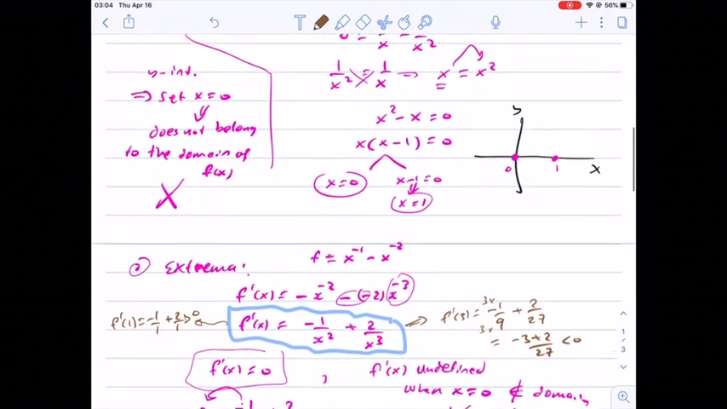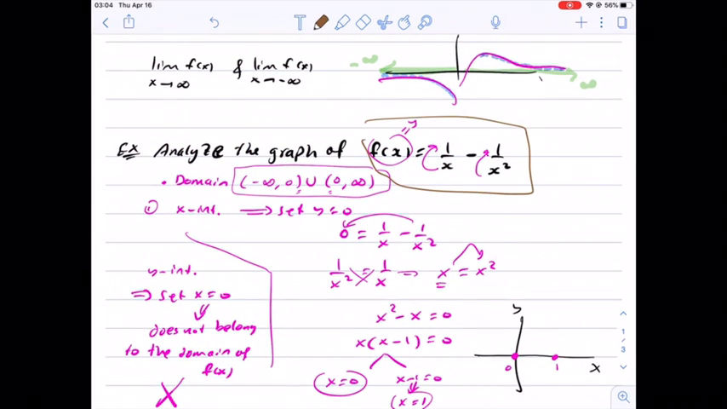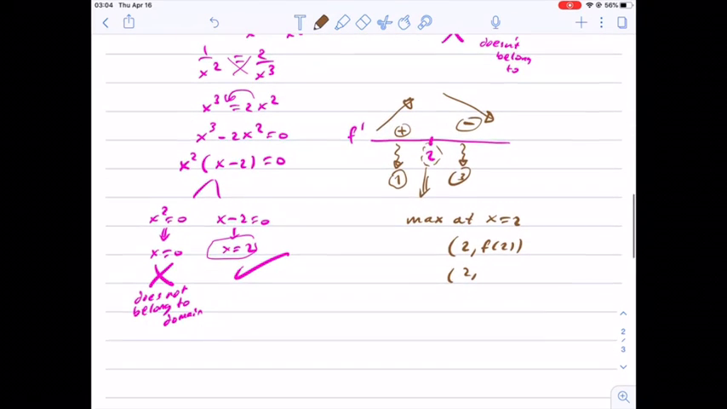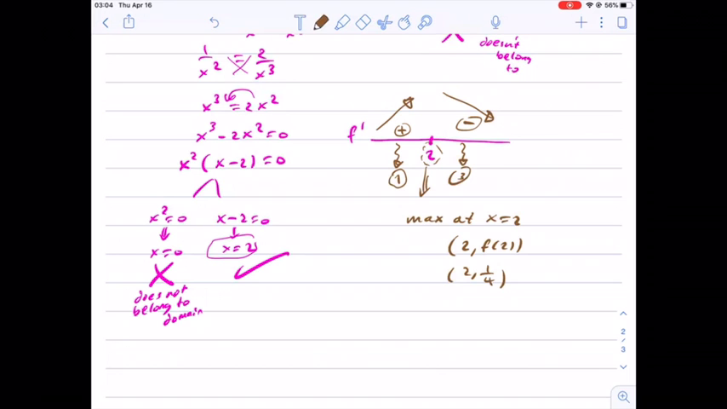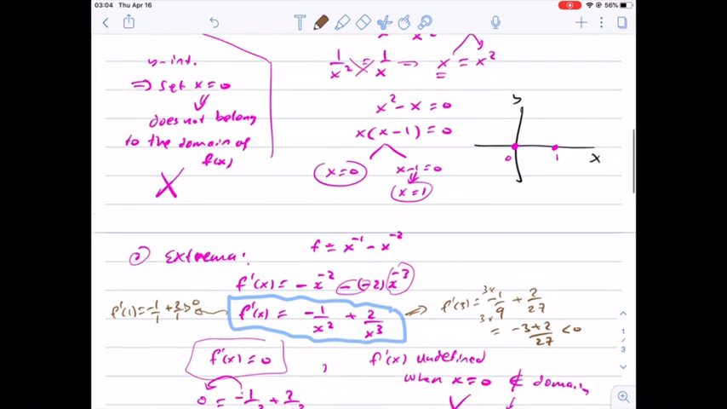And the point is 2 and f of 2. 2 and what is f of 2? We substitute 2 into the original function here. Substitute 2, you get 1/2 minus 1/4, and that is 1/4. So 2 and 1/4 has an extreme value.